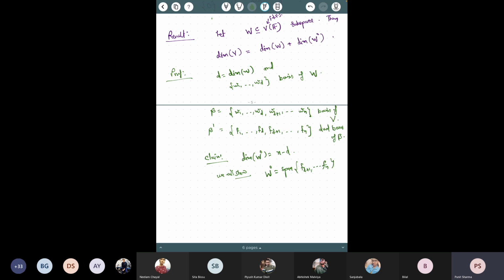So I'm saying that clearly one side inclusion is straightforward. That W naught is contained, not W naught, but the other direction. This is straightforward, or not straightforward, but you can easily check that. Why is this true? That the span of this is contained in W naught.